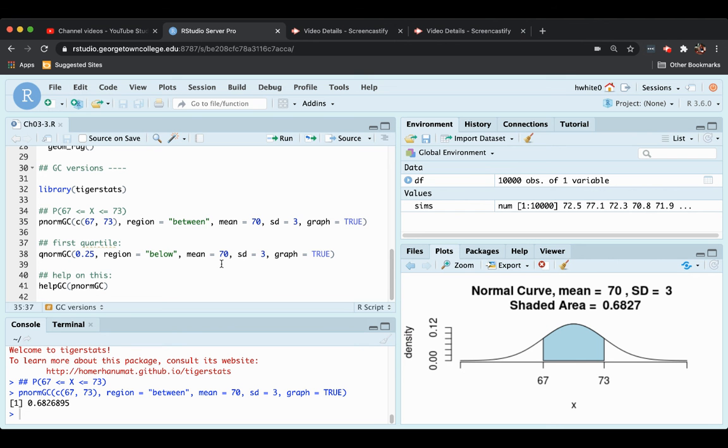If you wanted the chance of being less than 67 or more than 73, then you could say region is outside. Just saying.